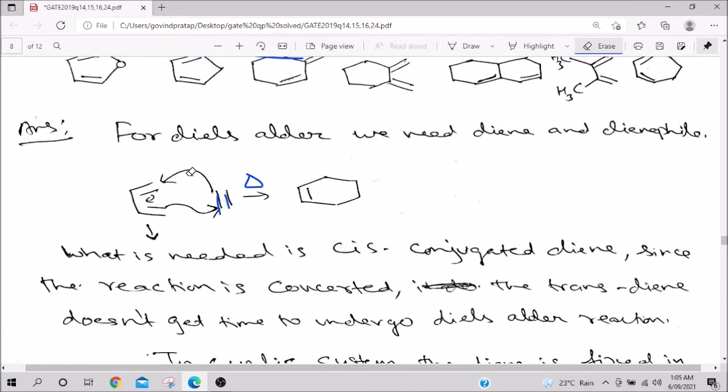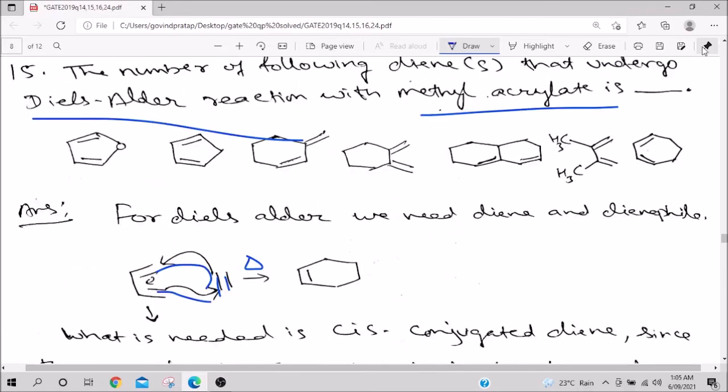Otherwise, this pericyclic reaction is concerted. In one step, this reaction cannot happen. So, look at this molecule. Happily, this will undergo the reaction because in the cyclic form, you are tying it up. They are bound to be in the cis form. So, this will react, and this will also react.